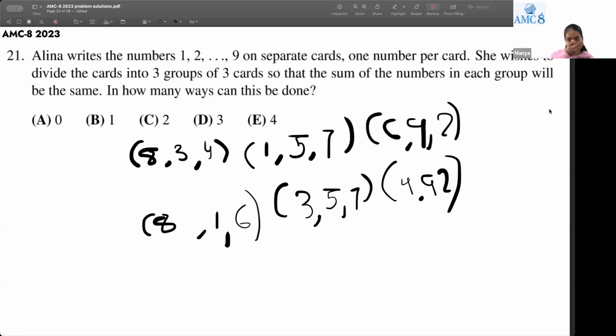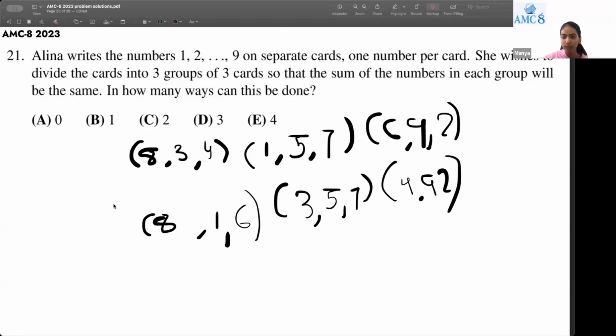Yeah, someone has a question? You can unmute. The first one can't be true because the sum isn't the same. The sums are 15, 13, and 17. Oh, for the first one? Yeah, that's right. Oh, okay.